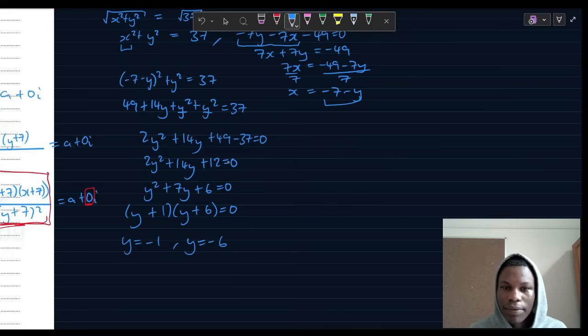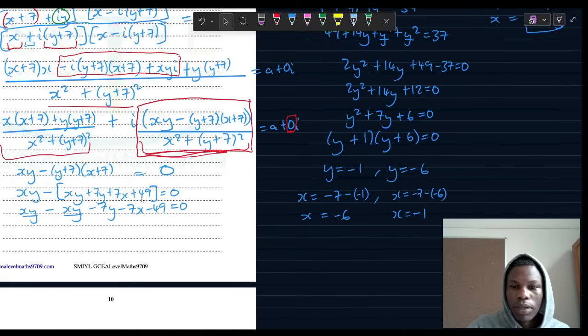So what does that mean for x? x is minus 7 minus y. So when y is negative 1, you get that x is minus 7 minus minus 1. So x is equal to minus 6. And when y is minus 6, then you get x is minus 7 minus minus 6. And so x is equal to minus 7 plus 6, which is minus 1.